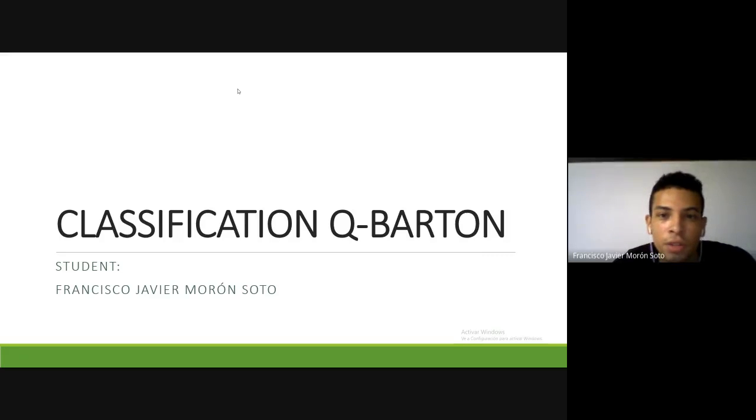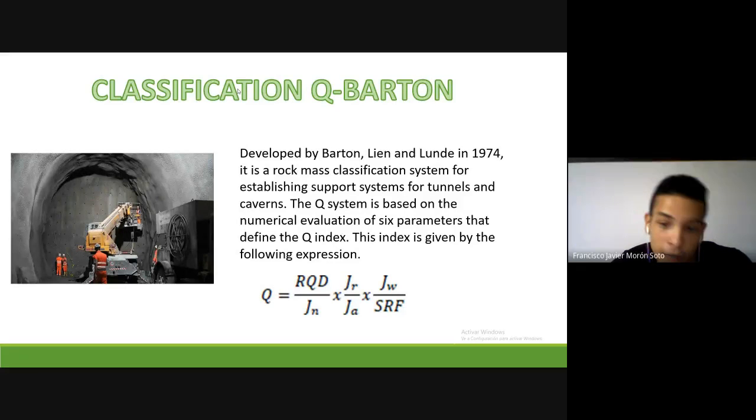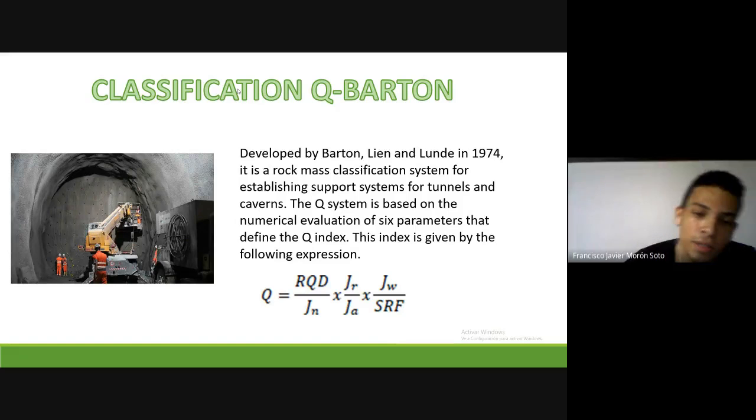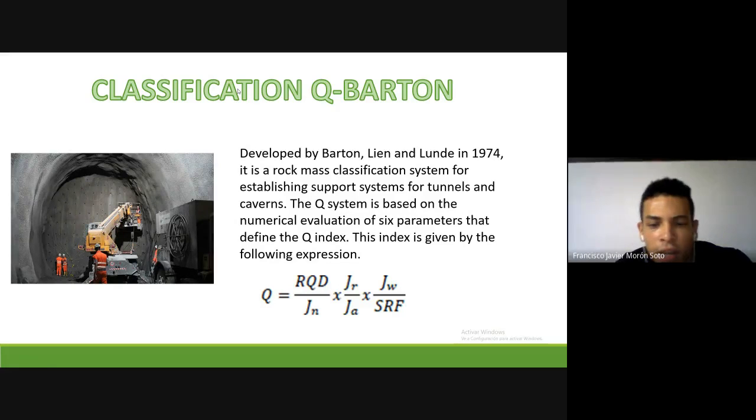I am here to explain the classification of Q-Barton. Classification Q of Barton was developed by Barton in London in 1974. It is a rock mass classification system for installation of support systems for tunnels and caves. The Q system is based on the numerical evaluation of six parameters that define the Q index. This index is given by the following expression.